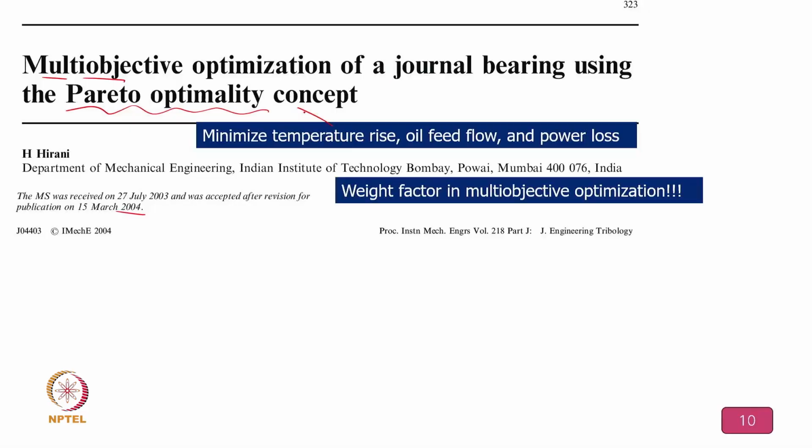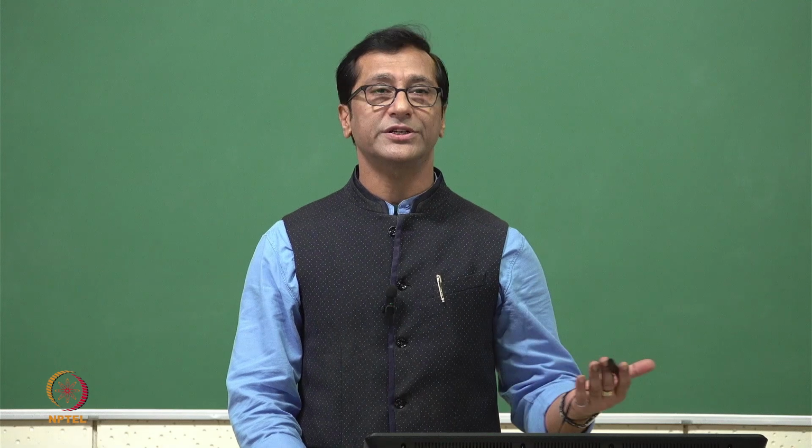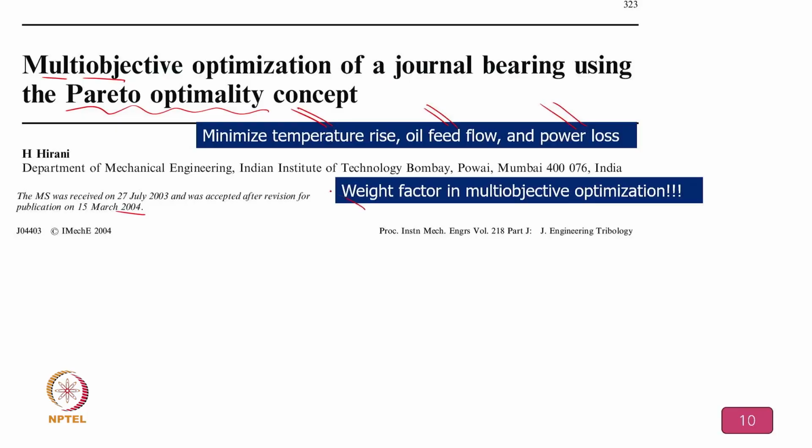So in this situation, we are talking about minimizing temperature rise, minimizing oil feed flow, minimizing the power loss. The three functions in this case. However, whenever we are trying to solve these three multi-objective functions, we require a weighting factor. What is the relative importance? What is the importance of the temperature rise versus feed flow? Is the temperature rise more important compared to feed flow? Or what is the importance of feed flow versus power loss? Is the power loss more important compared to feed flow?